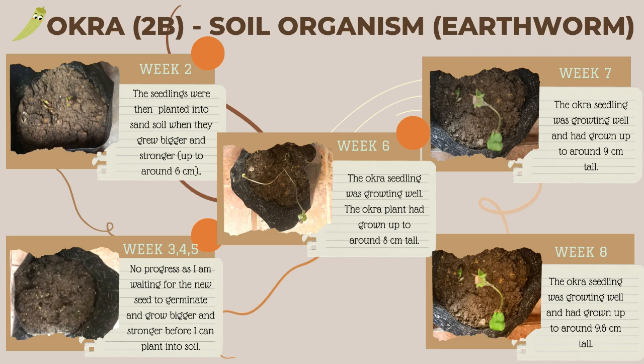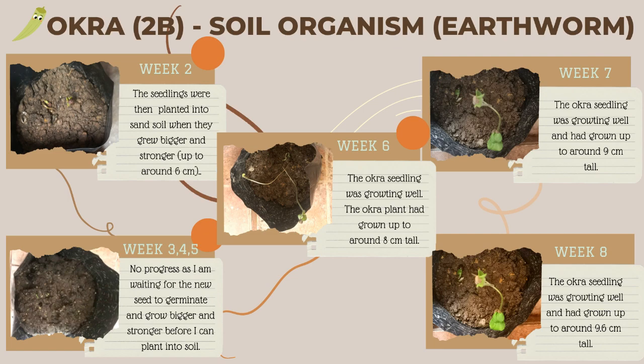Because the parameter that I'm handling is the presence of earthworms, I put around 10 earthworms into the loam soil that I'm going to plant my okra seedlings in. But unfortunately, the okra seedlings died during week 3, and the reason may be that the okra seedlings did not get enough water or the sunlight was too strong for them, as most of the days during the week were big sunny days.